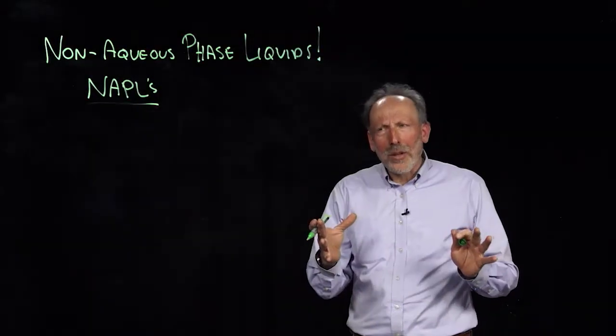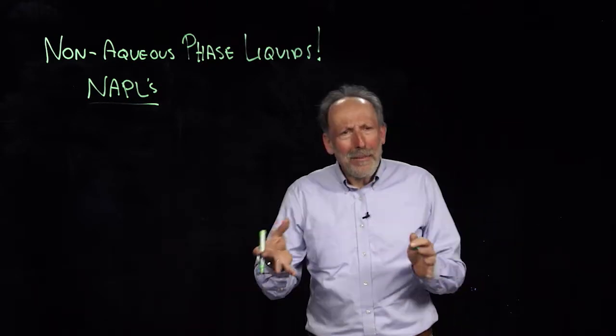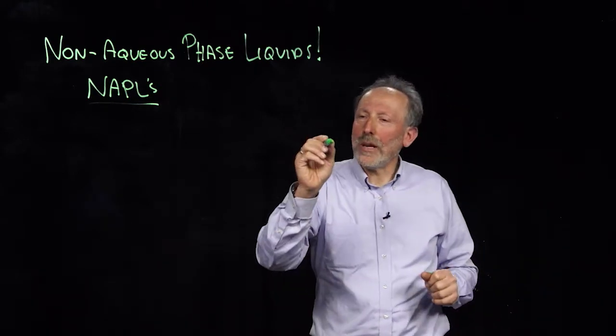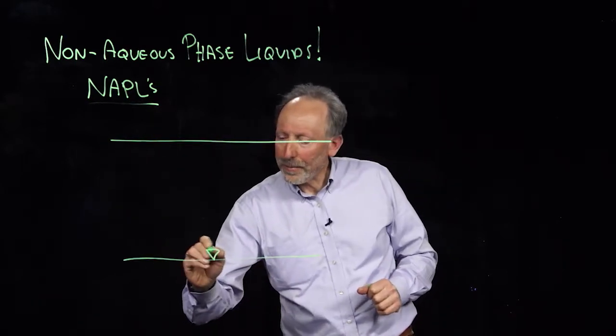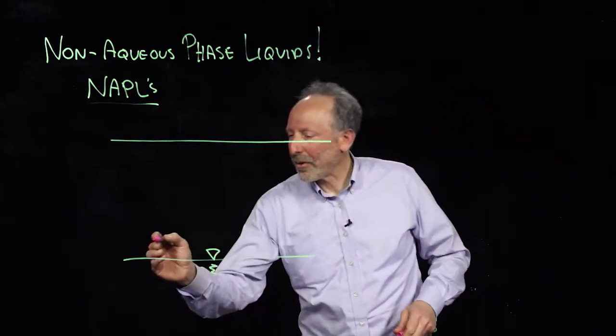So we're talking about NAPLs. We've talked about how difficult it is to predict where those NAPLs are going to go. So then maybe prediction's not the way we should go. Maybe what we should do is use real evidence from the field. So here we're going to take a landscape, and here's a water table, and then someone spilled some NAPLs.